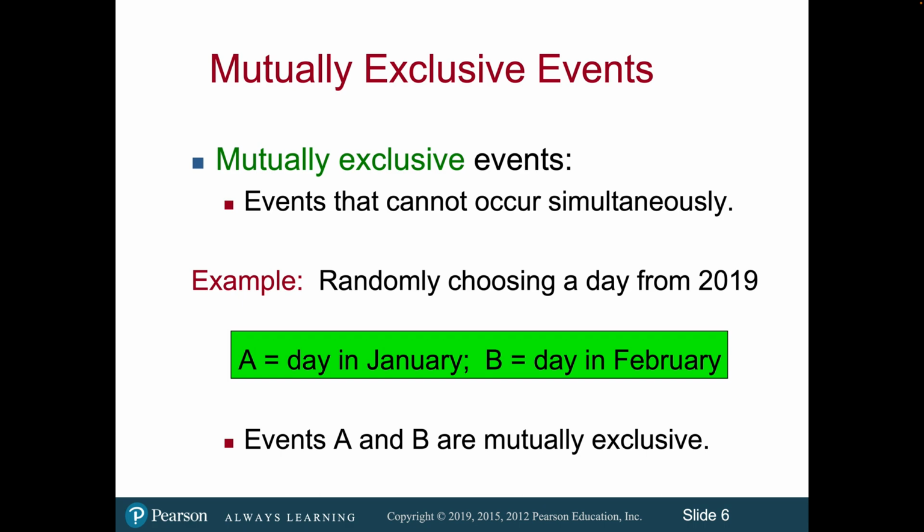Mutually exclusive events. These are events that cannot occur simultaneously. So let's say the event A is a day in January. The event B is a day in February. So we randomly select a day in January and a day in February. Well, those two outcomes are mutually exclusive because what we choose at random can't fall in both A and B. So that's what we mean by mutually exclusive, is that the events cannot occur simultaneously.